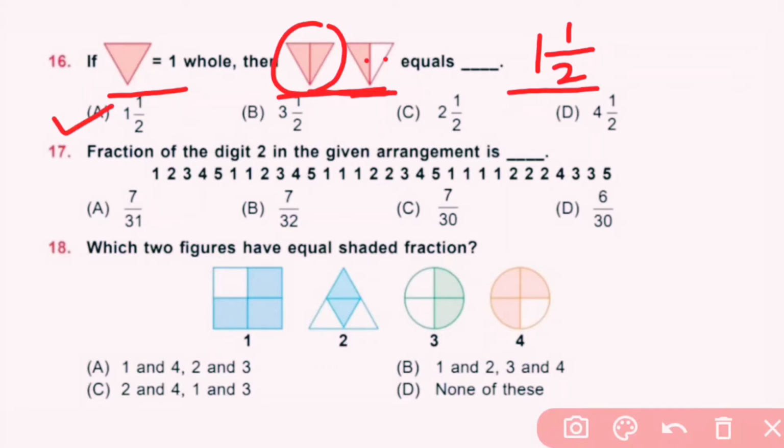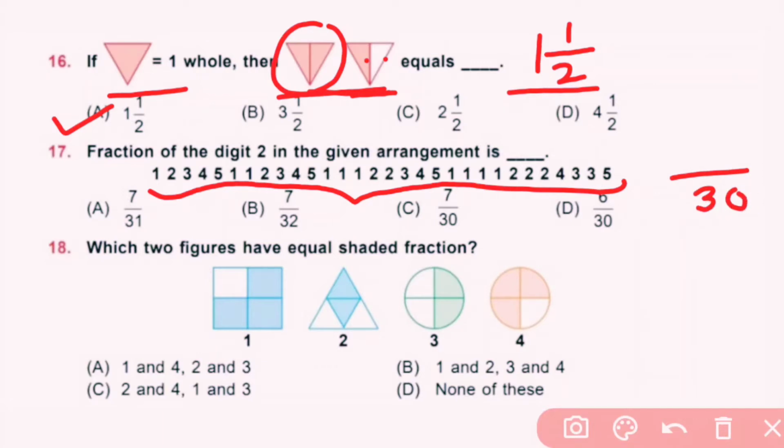Question number 17. The fraction of the digit 2 in the given arrangement is dash. So there are total 30 numbers, and out of 30 there are 7 times 2. So the fraction of digit 2 is 7 by 30. C is the correct answer.